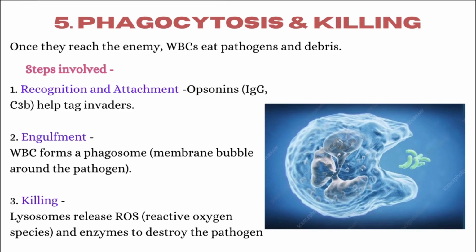The second step is engulfment, where WBCs form a phagosome, a membrane bubble around the pathogen, followed by killing, where lysosomes release reactive oxygen species and enzymes to destroy the pathogen. This is basically WBCs digesting the bad guys.